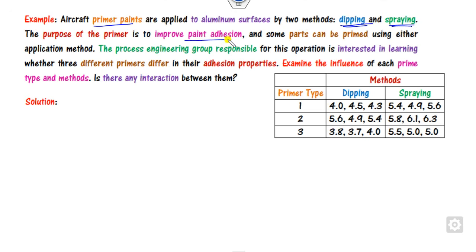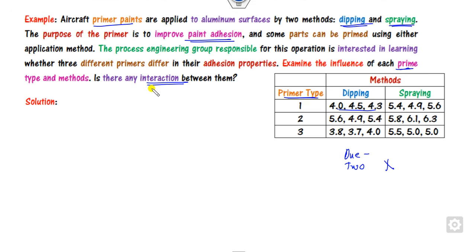The purpose is to improve the paint's adhesion, and some results are there. You have to check whether there is any interaction between the primer types and the method of dipping, or whether there is any difference between the primer types and the methods. Now you can see there is more than one factor here. It means the one-way ANOVA and the two-way ANOVA are not applicable here.